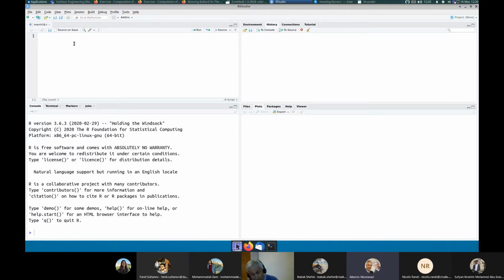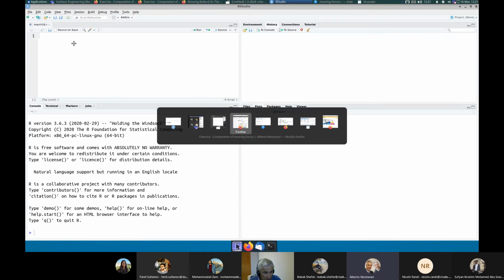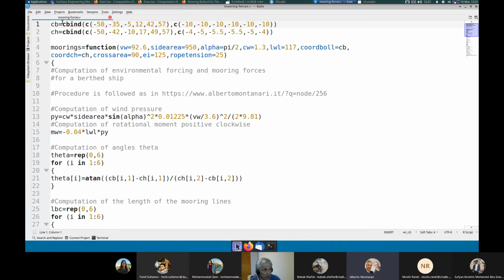And in order to speed up the process, let's look at the code that I am suggesting to you. So let's make a cut and paste from the code to the script. Now let me go to the code then, which is open in my text editor here. And let's look at the first two instructions. So what are these? These are definitions of vectors, or arrays, with the coordinates of bollards and chocks.